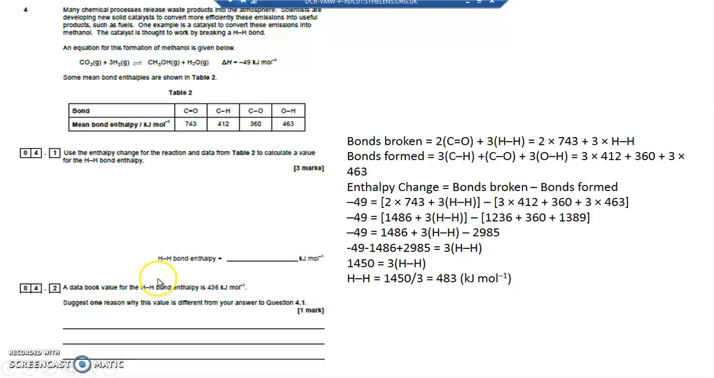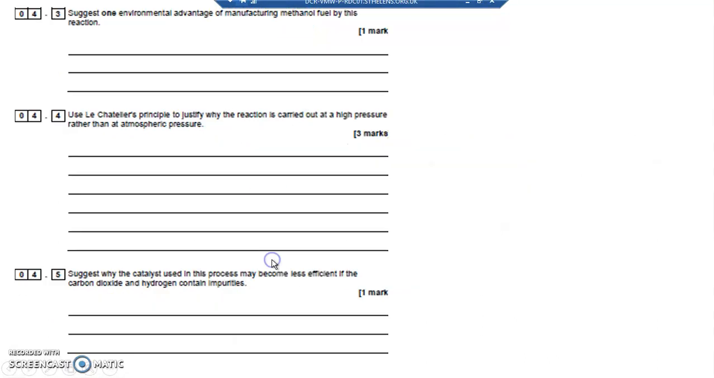This suggests one reason why a data book value for the H-H bond is different from that: these are real values, they're not mean bond enthalpy values. So the mean bond enthalpy values are not the same as the actual or true values of the enthalpies of the actual chemicals. The bond enthalpies in a real reaction actually change from the average bond enthalpy. This is just an average bond enthalpy over a number of different reactions.